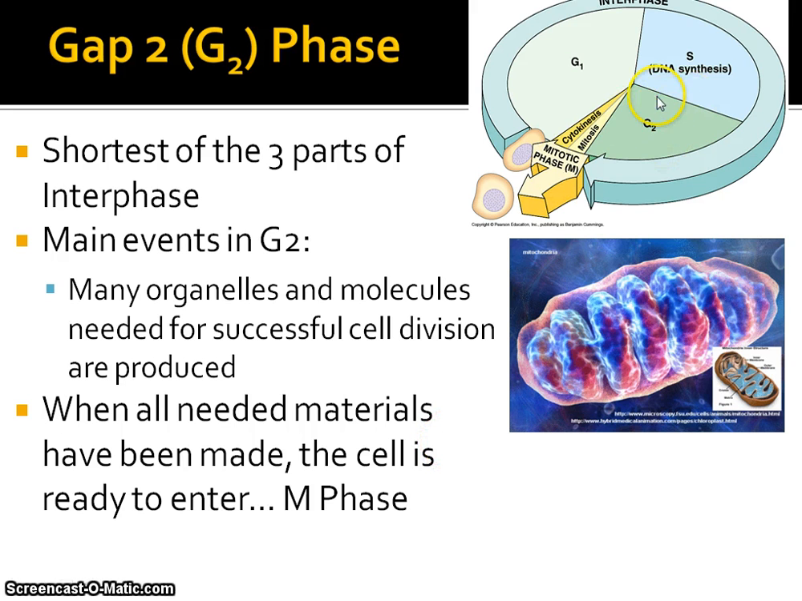Gap 2 here is the shortest of the 3 parts of interphase, and generally what happens here is that the organelles and molecules needed for cell division are produced. So those parts that are specifically going to be needed in M phase are going to be produced during G2. And then, the cell goes from interphase into M phase.